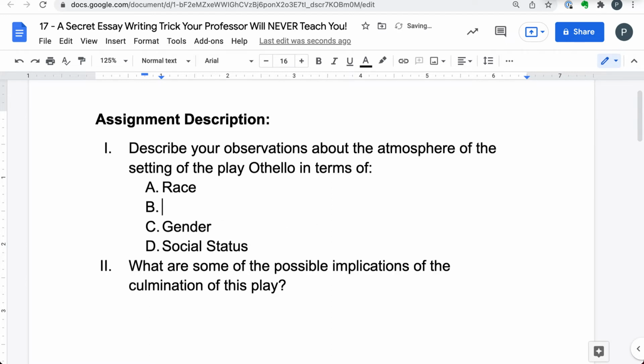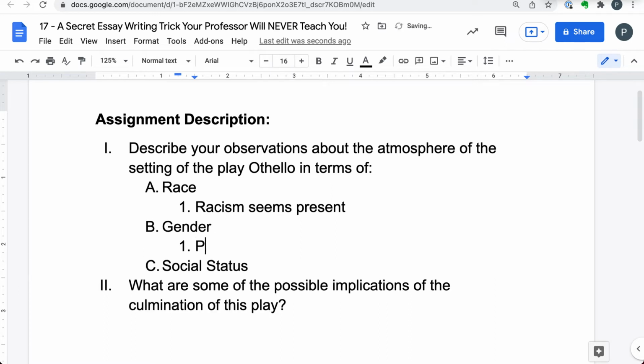Okay, race. Yes, it seems the place where the play takes place has racism. Racism seems present here, in this town, in the city. Yes. Okay, and now you explain why and how come and so on and so on. Gender.